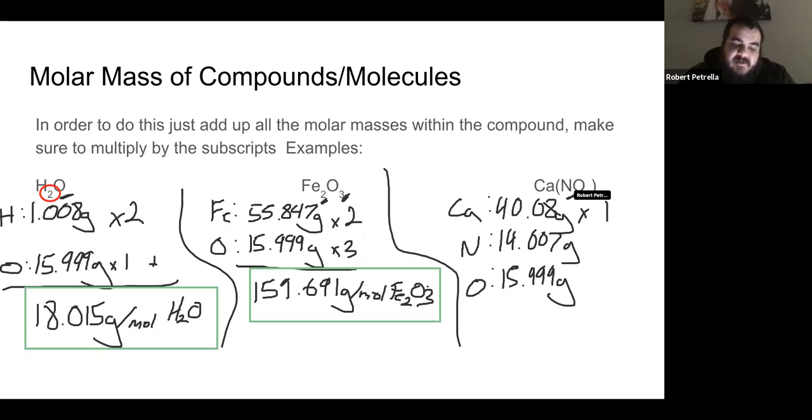Now we only have one calcium. The nitrogen has a subscript of 1, but because it's in parentheses, this 2 distributes. So nitrogen will be times 2. Same thing with oxygen. It's got a subscript of 3, but the 2 distributes. This will be times 6.